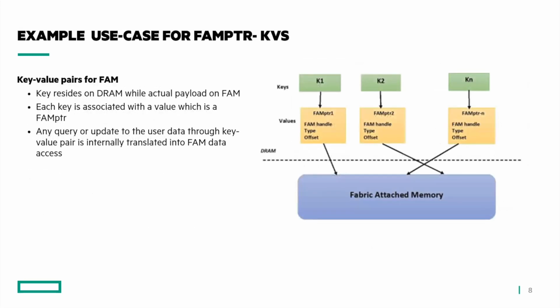Now let us look at an example use case for FAM PTR. Here I have taken KVS, which is a key value store, as an example. The right-hand diagram shows how the key value pair for FAM resident data can be constructed using FAM pointer. In a traditional framework, when keys are mapped to a value, it means the actual data. But in case of FAM, when a key is mapped to a value, that value is represented using a FAM pointer. So each key is associated with a FAM PTR, and both together represent the corresponding data on FAM.